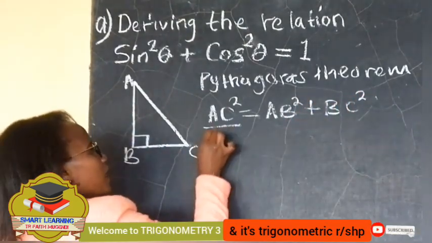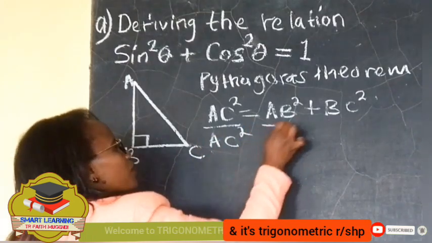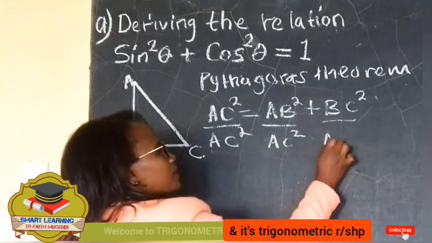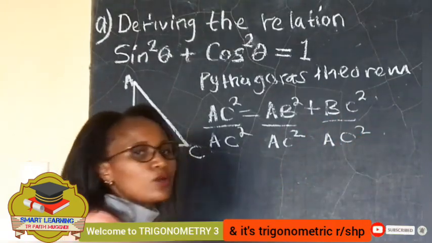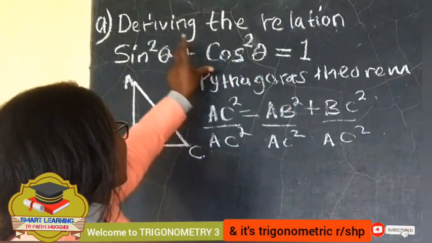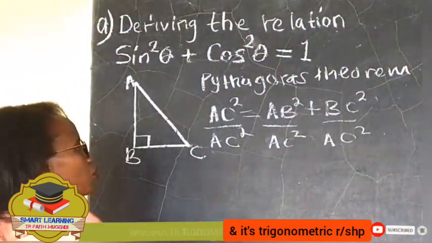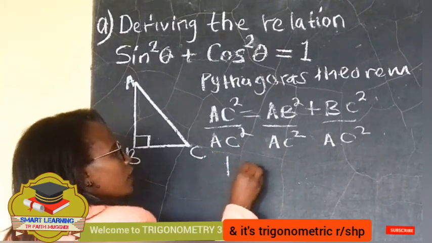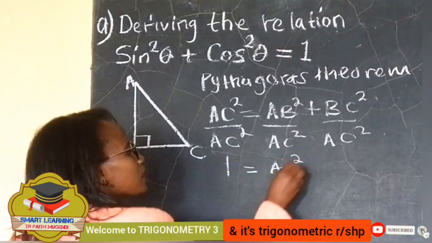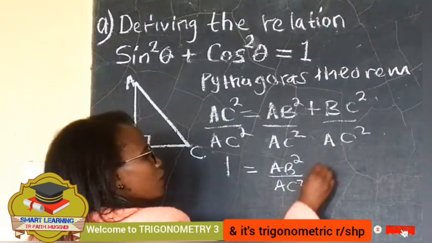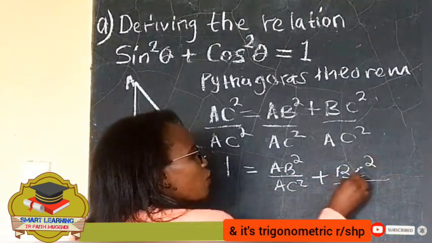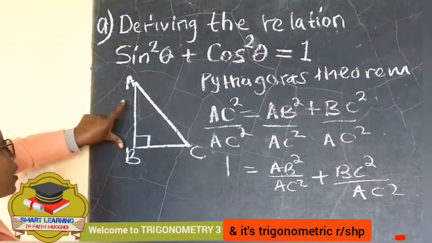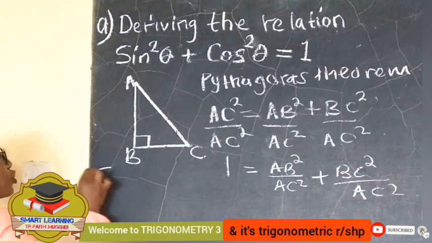Now if we divide both sides of the equation by AC squared, so I want to hurry up in this area so that this video will not be too long. So when we divide by AC squared, we shall have 1 equals AB squared over AC squared plus BC squared over AC squared.